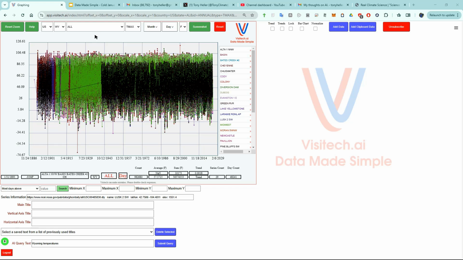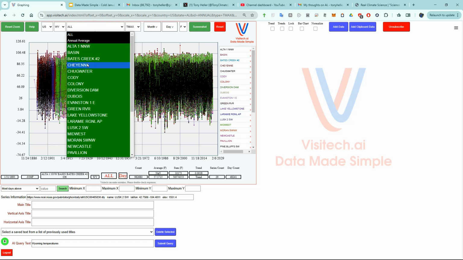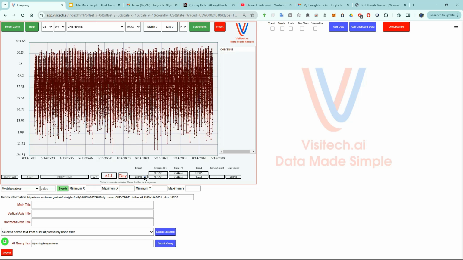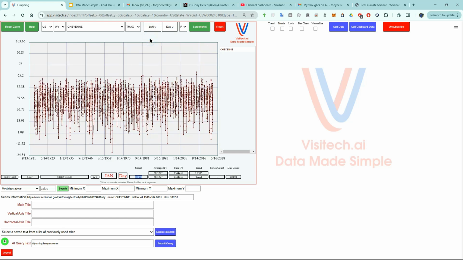For this analysis, I'm just interested in Cheyenne, however. We're now seeing all 40,198 daily maximum temperature readings for Cheyenne going back to the year 1915. But right now I'm only interested in temperature readings for the month of January. We're now looking at all 3,435 daily maximum temperature readings during January at Cheyenne, Wyoming.